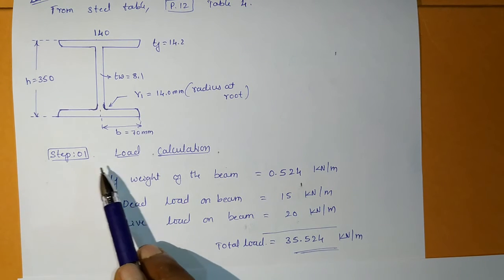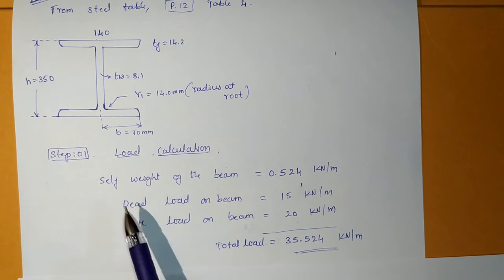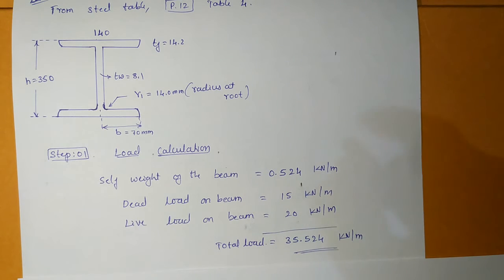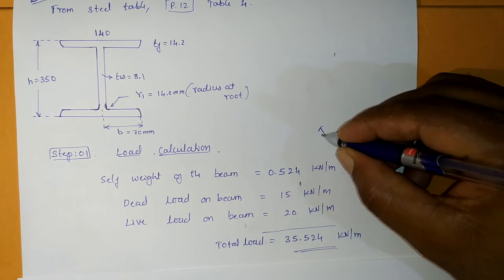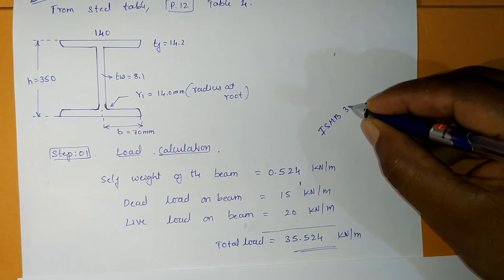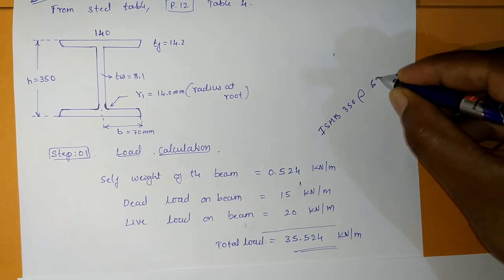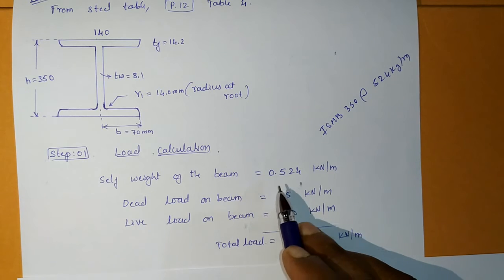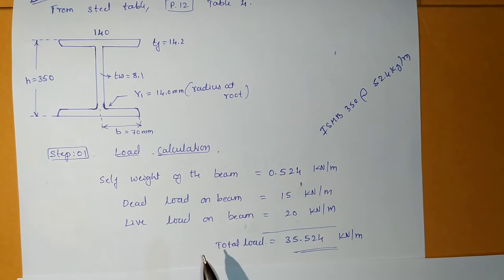In the first step we are going to calculate loads. Self weight of the beam is 0.524 kN per meter. That is given in the question itself: ISMB 350 at 52.4 kg per meter, which if you convert to Newton, gives 0.524 kN per meter. After that, dead load, also given in the question, 15 kN per meter. Then live load 20 kN per meter. This is the total load, 35.524 kN per meter.